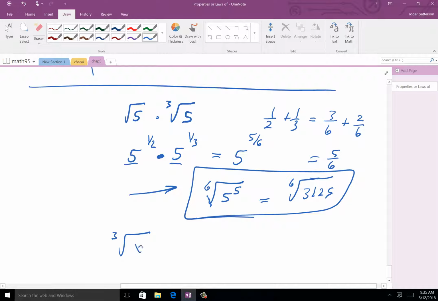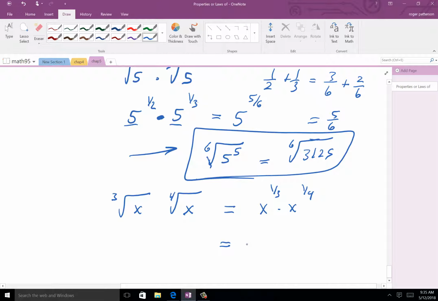This is going to be 3. This is going to be 4. So again, we can't multiply those because they're different powers on the roots. Can't do it. I have to write them as fractional exponents. Now I need a common denominator. What's going to be my common denominator for the 1/3 and the 1/4?